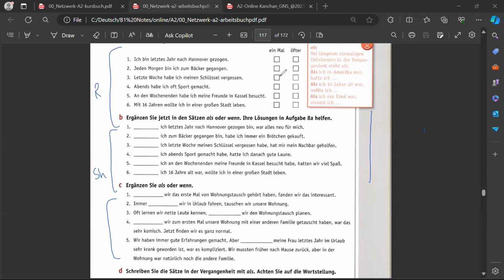Yes, okay. Next, B exercise. It is actually completely based on the first exercise. It is saying if you have marked here letztes Mal, einmal, jeden Morgen, öfter, letzte Woche, einmal, abends, evenings, an den Wochenenden, on the weekends, and 16 Jahren wollte ich einmal. So follow the same and keep the connectors accordingly. So thus als, wenn, als, when, als. So now Shanaj, can you do read and translate?